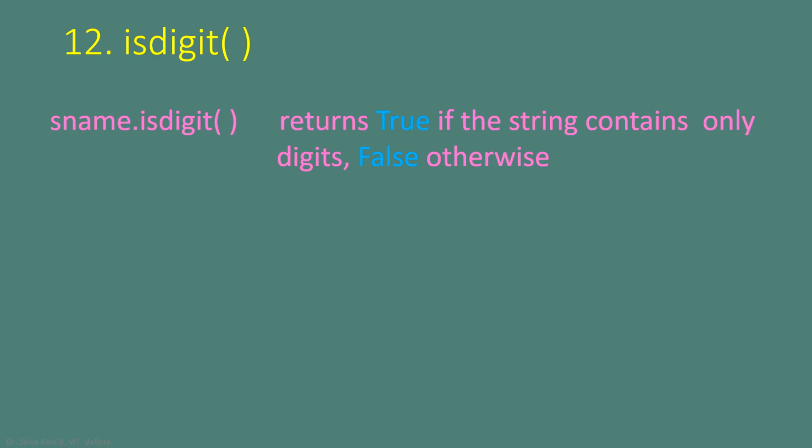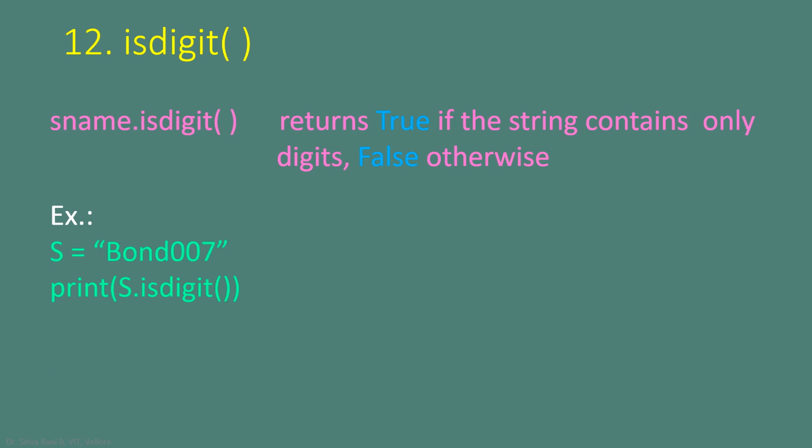The next method is isdigit. This method returns true if the given string contains only digits from 0 through 9. Otherwise, it will return false. The syntax of using isdigit is string name dot isdigit(). For example, let s is equal to "007". If we print s.isdigit(), then Python will return true because all the three characters are from digits.